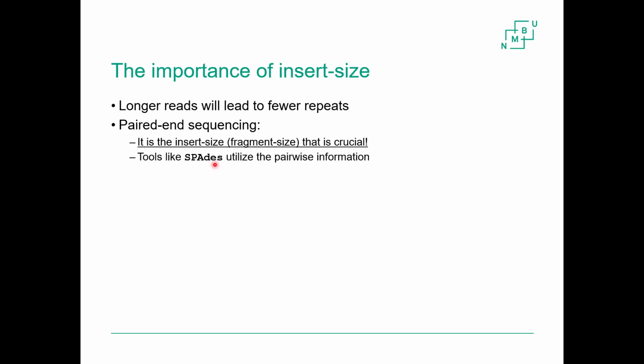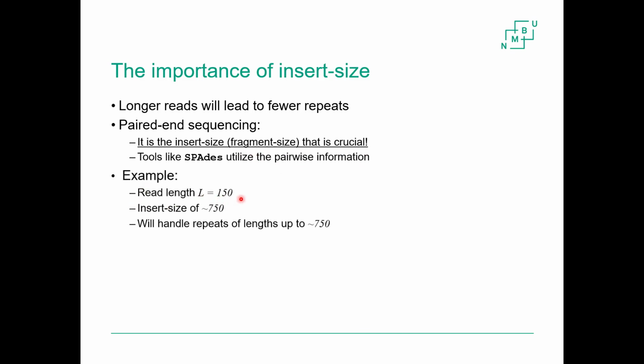So SPAdes, which we will use, uses this pairwise information, and all the assemblers that use paired end reads use this information. So if you have 150 bases long reads, which is quite typical for Illumina, and you have an insert size of 750 bases, it means that you have fragments around this length, and then you sequence the first 150 and the last 150, and what is in between, the 450 in between, you never see. But you know they are from the same part of the genome, right?